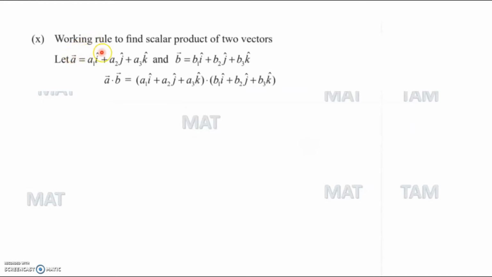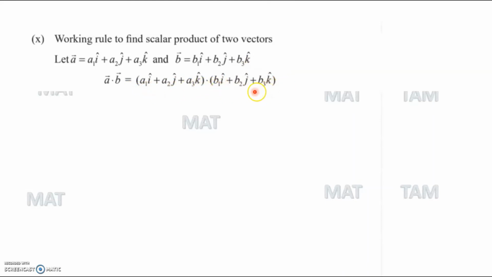Further, we will see the working rule for the scalar product of two vectors. This is very useful in finding the dot product. This will be mostly used whenever you're doing the dot product of two vectors when they are position vectors. So if vector a is given by this, and vector b is given by this, and they are both position vectors, then a dot b can be written in this form.